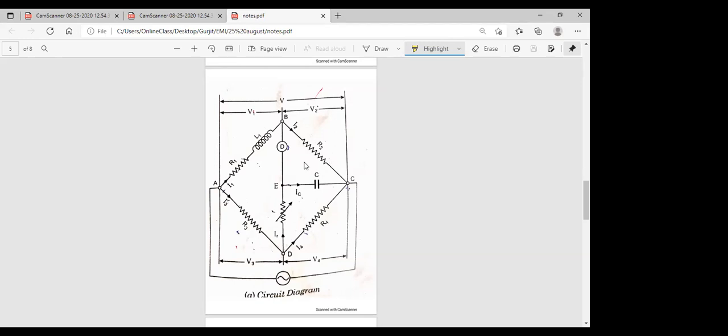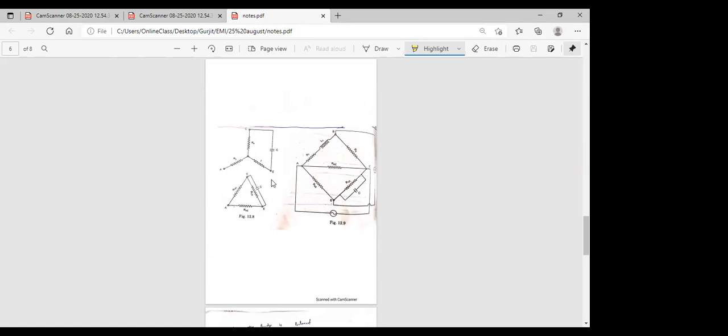Now what we are doing here in the Anderson bridge is converting this diagram into a simplified diagram with the help of star delta connections. Students, you have learned these star delta connections in BEEE. This is a little bit complex diagram, so we are converting it into the simplified diagram with the help of the star delta connection. So this is the simplified diagram.